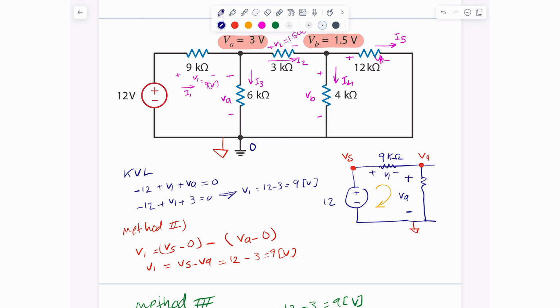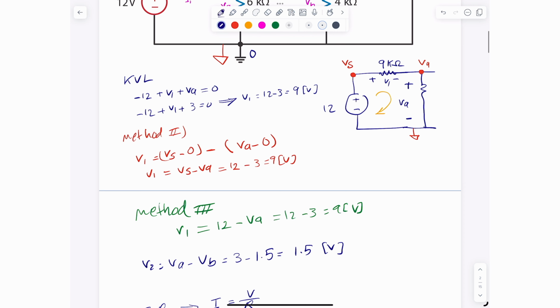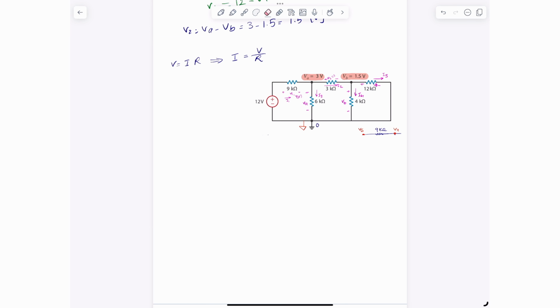So if you want I1, let's just write them in here. Let's assume that we wanted I1. I1 is simply V1 divided by R1. Well, what is the value of R1? I'll just zoom out in here, or I'll just copy the image and put it down so that I don't have to scroll up and down. All right, I went ahead and copied it, just easier that way.